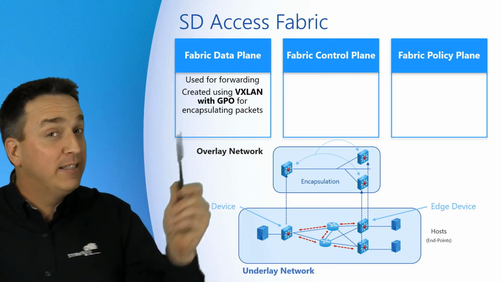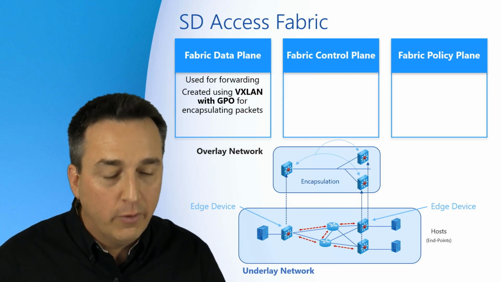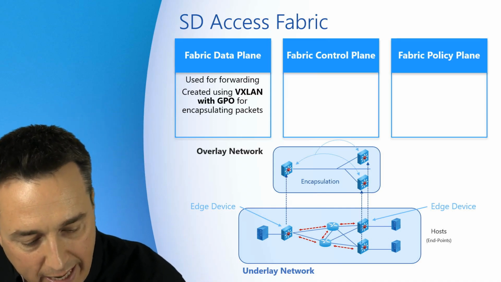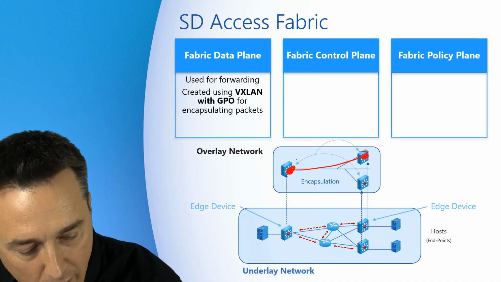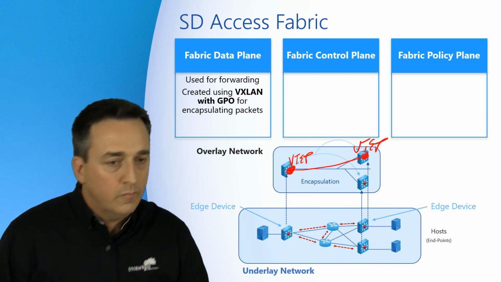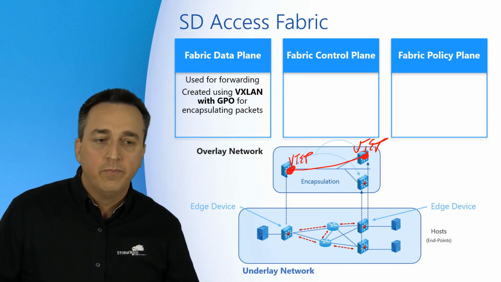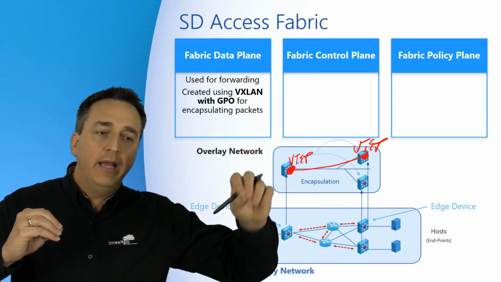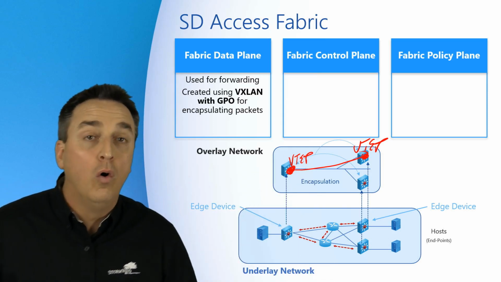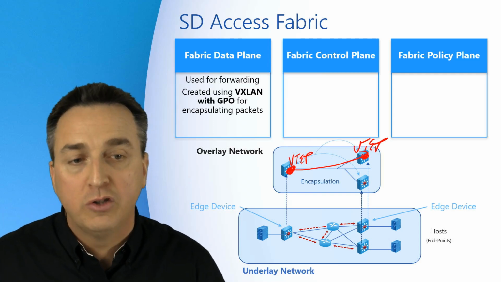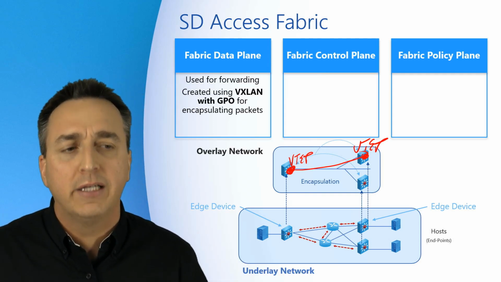Appreciate it. So fabric data plane, used for forwarding, right? Forwarding from here to here, from here to here. So we say VXLAN. Why? We have our VTEPs as an example in our data plane. VTEP, VXLAN, encapsulating our packets so we can go from point A to point B over top of what? Over top of the underlay. So we have VXLAN with what? GPO. So what does GPO mean? It stands for Group Policy Extensions.